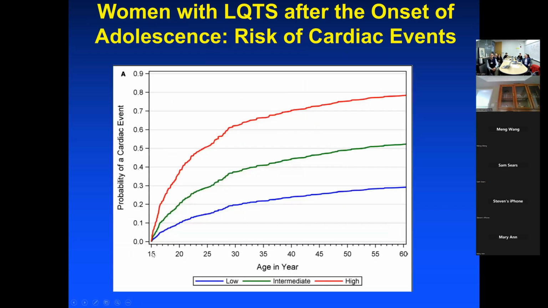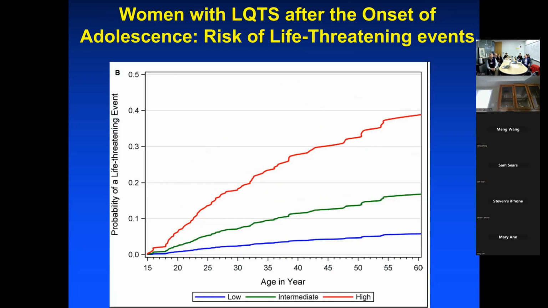And you see that the highest risk is after age 15 years. And we better risk stratify patients with long QT syndrome by knowing the genotype, the type of mutation, the QTC, the history, and the sex of the patients, of course. And this is the risk of life-threatening events.